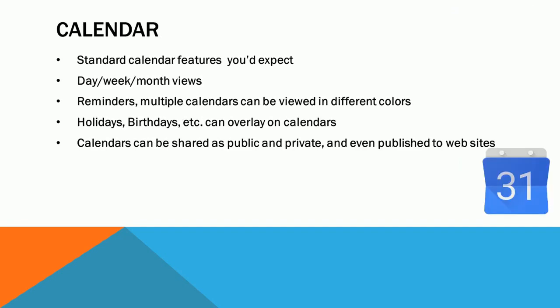Well, Google also has a calendar feature, and this is a calendar like any other calendar. You have all your standard features. You can change your view between day view, week view, month views. It gives you reminders. You can view multiple calendars. They can all be viewed in different colors and an overlay. You can overlay things like holidays and birthdays. Those can all show up on top as well. But the best part about this is because the Google Apps platform is collaborative, you can share your calendar both publicly and privately. You can even publish a calendar to a website that other people can just pull up a page and see what's on that calendar.